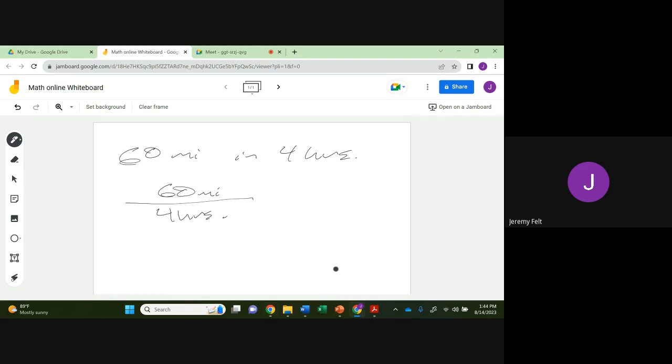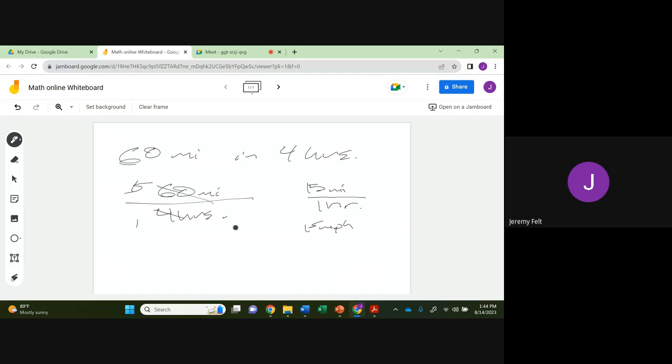Okay, and again, we don't want to know miles per 4 hours. We want to know miles per hour. So we're going to simplify this. Miles and hours aren't going to cancel out because they're two different measurements, but we can simplify 60 over 4. Well, 4 goes into 4 once. It goes into 60 15 times. So 15 miles over our 1 hour, or we could just rewrite it as 15 miles per hour.